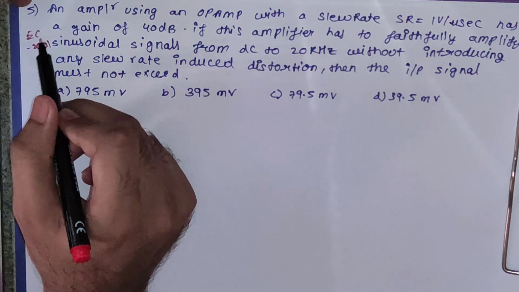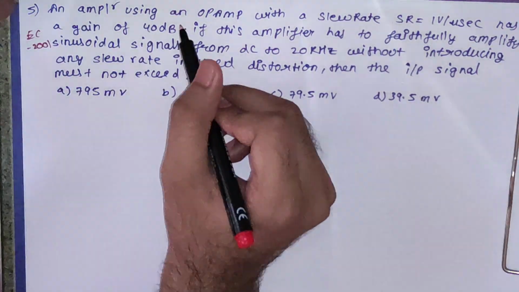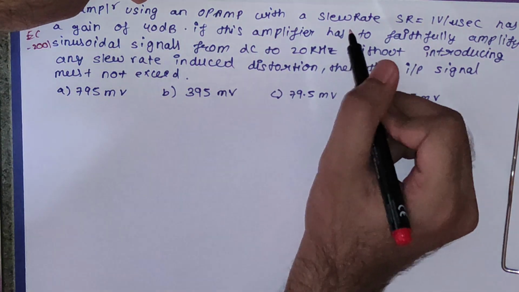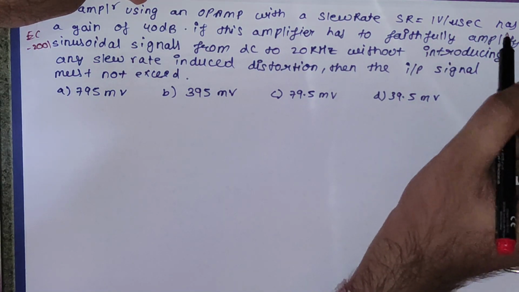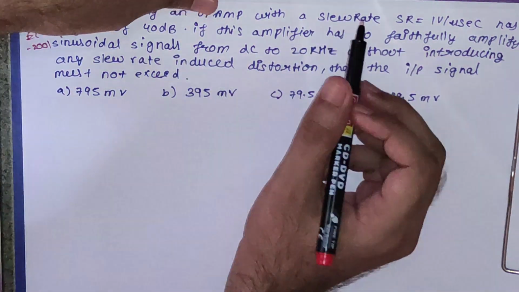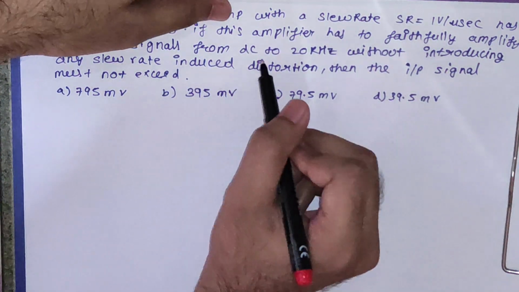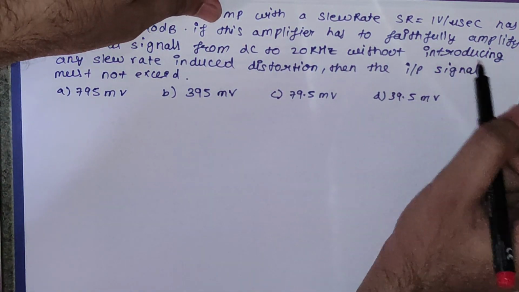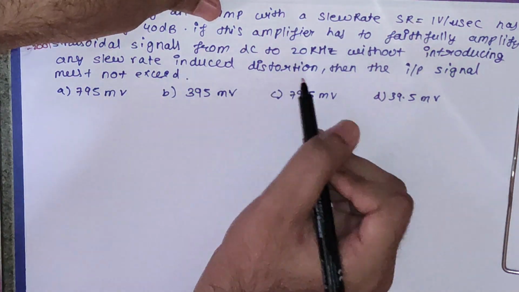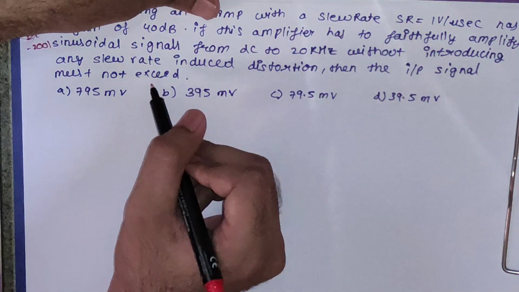Okay, now let us see this sum. This is of AC 2001. An amplifier using an op-amp with a slew rate of 1 volt per microsecond has a gain of 40 dB. If this amplifier has to faithfully amplify sinusoidal signals from DC to 20 kHz without introducing any slew rate induced distortion, then the input signal must not exceed.